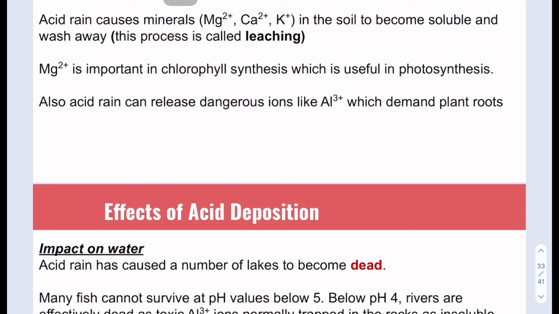If these ions, these previously unavailable and insoluble elements, now get dissolved and reach water, whether you are using that water to bathe or to swim or to eat or whatever, that can be dangerous for all life forms.